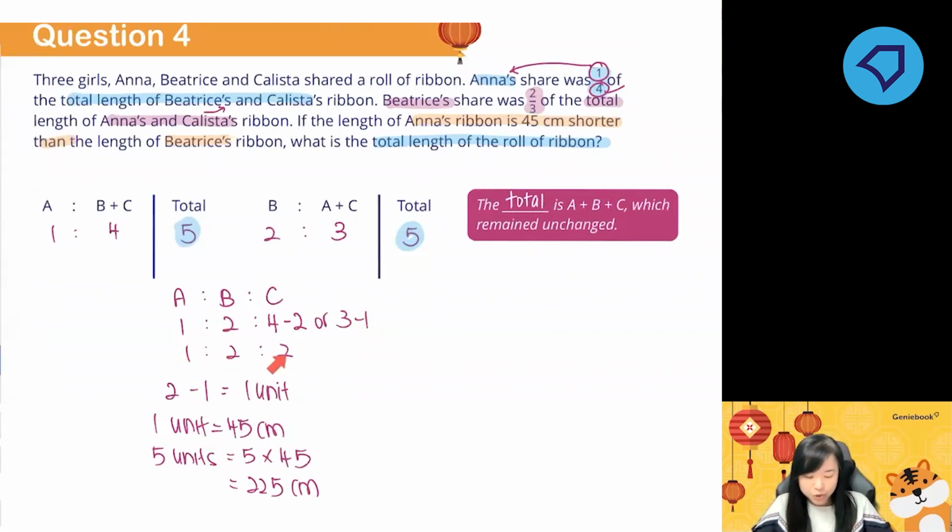Why is it 1:2:2? Okay, A is over here. Can you see A is 1, Christine? Christine, A is 1. B is 2. Can you see? So if A is 1 and B is 2, total is 5, right? So C can also be 5 minus 3, give you 2.